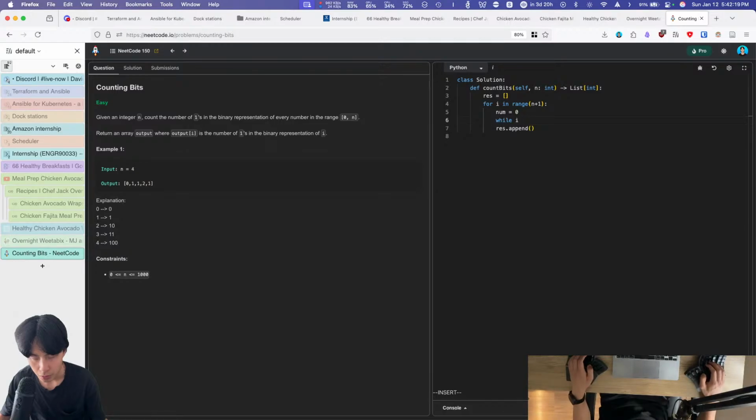i is less than n. So when i is not equal to 0, we're gonna shift by 1. Problem is, gotta remember the exact ways we do this. Else we're gonna have num appended and then we return result.